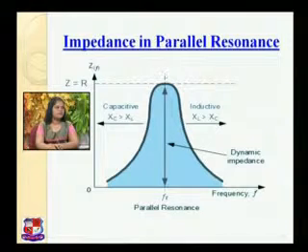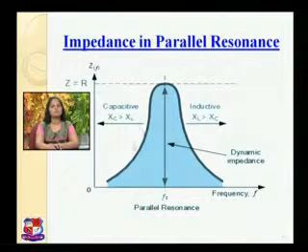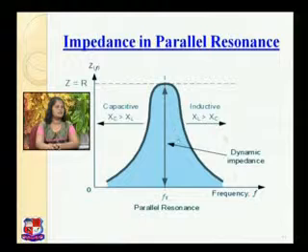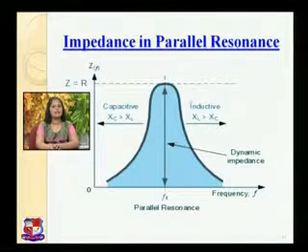Now before the resonant frequency, this portion is your capacitive portion, because here the capacitive reactance is higher than the inductive reactance. After the resonant frequency, this portion is known as the inductive portion, because the inductive reactance is higher than the capacitive reactance. So this is a capacitive region, this is an inductive region, and this value of impedance is known as the dynamic impedance of a parallel circuit.